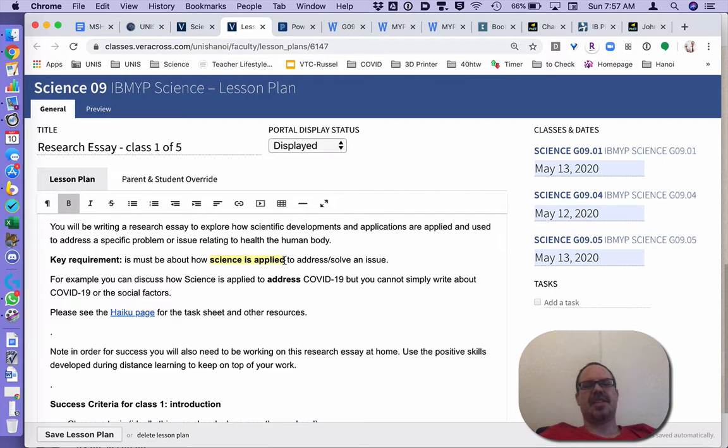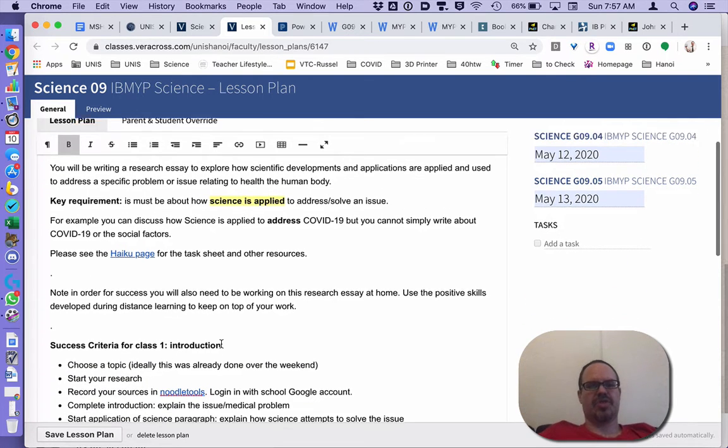I expect that I may get various essays about COVID-19, which could be quite interesting, but you're not giving me an essay about COVID-19. It's about 2 things. 1, how science is applied to solve it and its benefits and limitations, and 2, how science interacts with a factor. We're going to talk about that more on the task sheet. Okay.